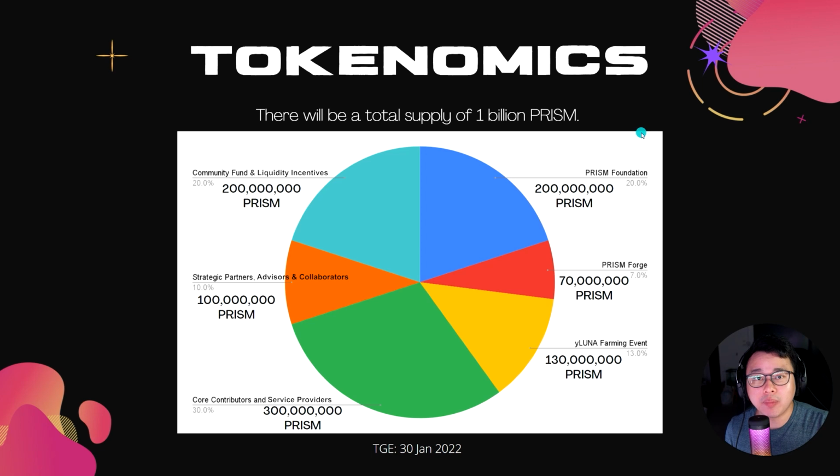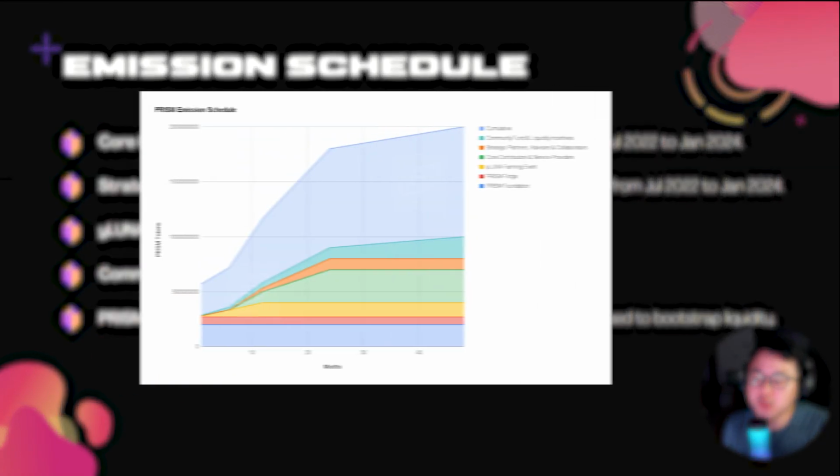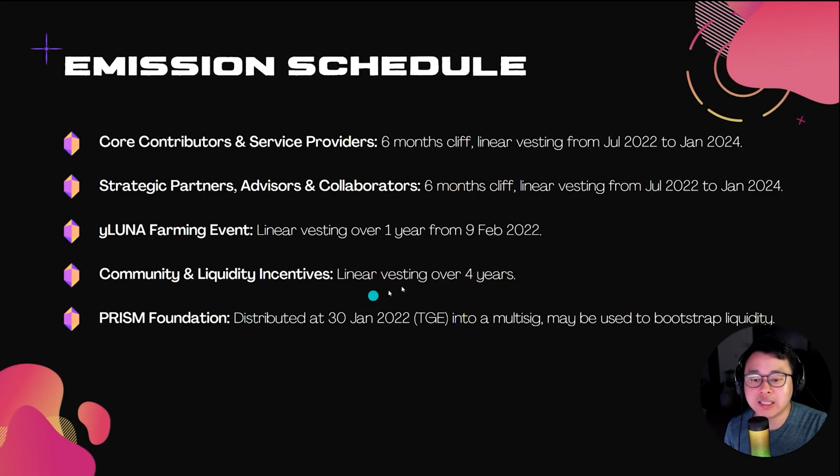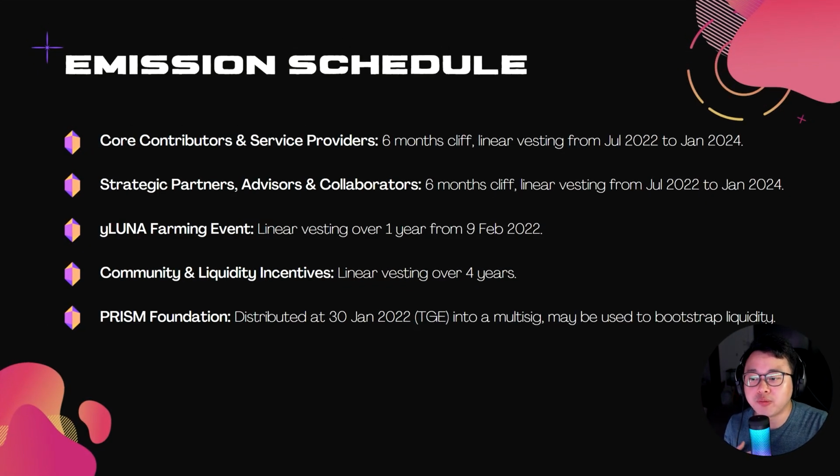So this is the tokenomics. There will be a total of 1 billion Prism, and you can pause this video to take a look at the breakdown. And this is the emission schedule, where the most important thing would be the community and liquidity incentive has a linear vesting over 4 years. So there will be 4 years of inflation.